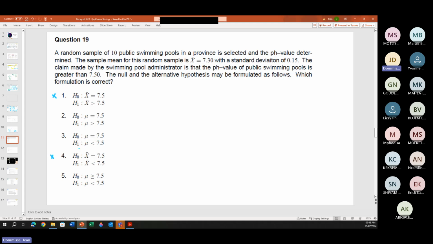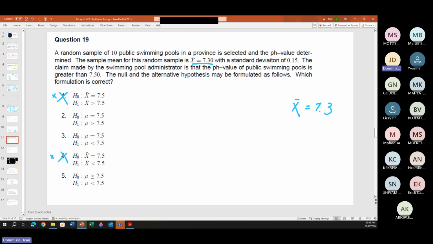So let's read through the question and see how they actually got to some of these. A random sample of 10 public swimming pools in a province is selected with a pH value determined. The sample mean for the random sample is x̄ = 7.3, so that's the sample mean. So already you can see when I reference the sample mean, I should have also referenced 7.3. Okay, so option 1, definitely not. Option 4, definitely not.